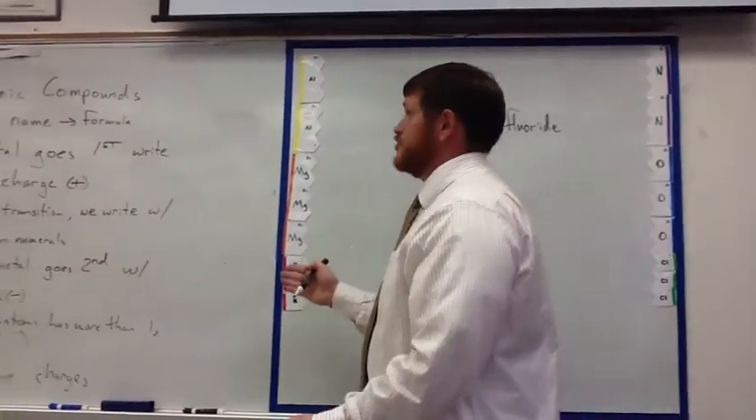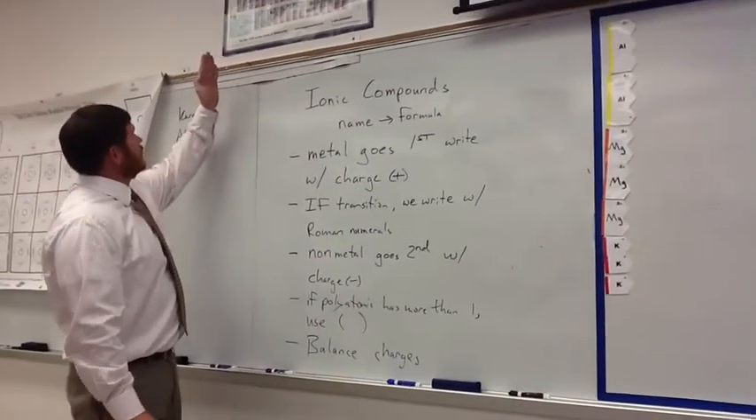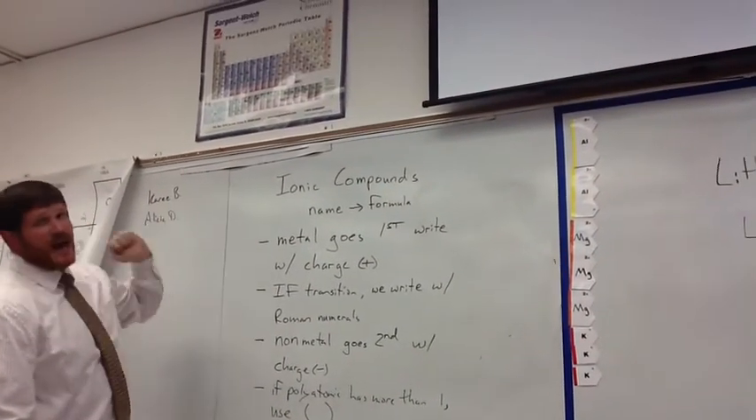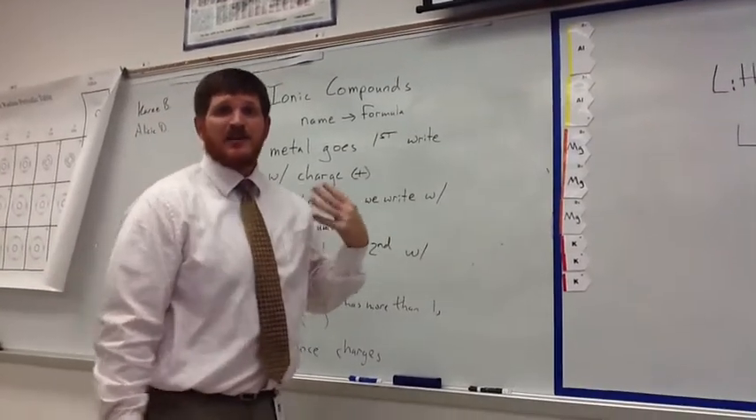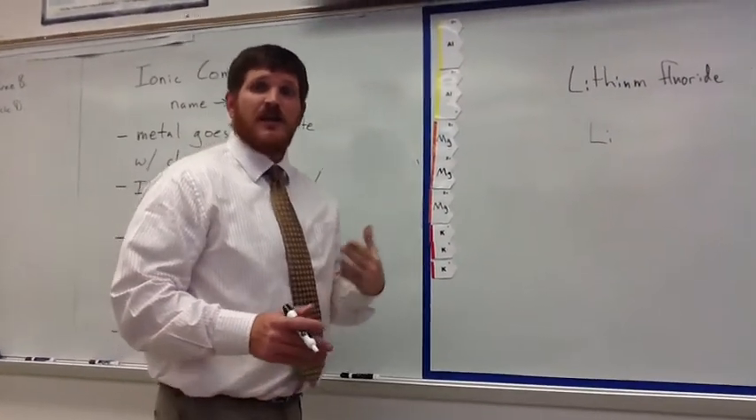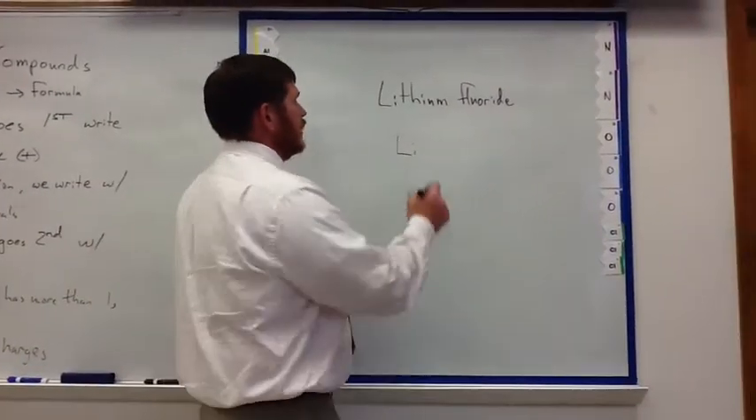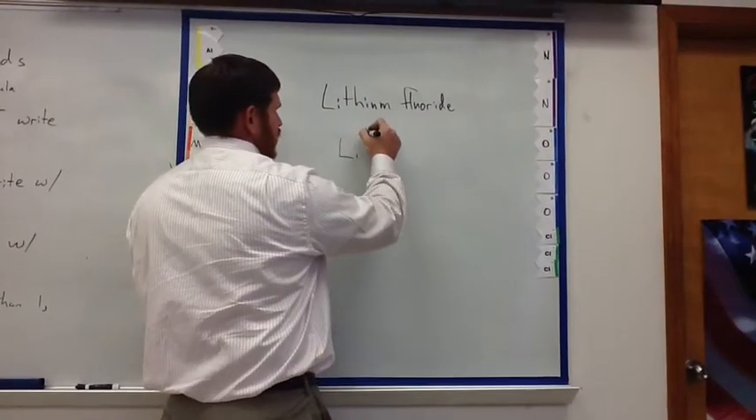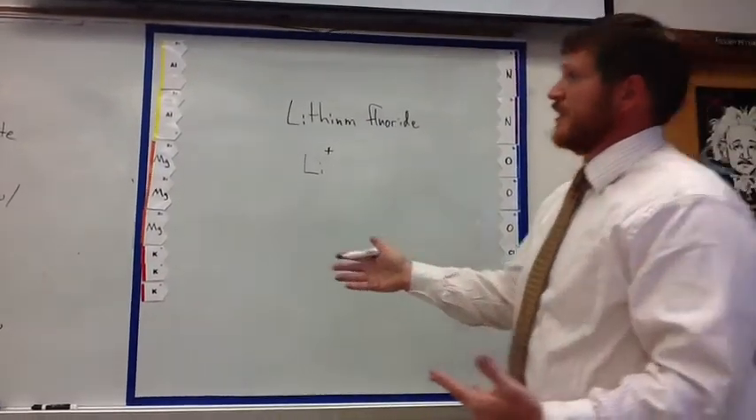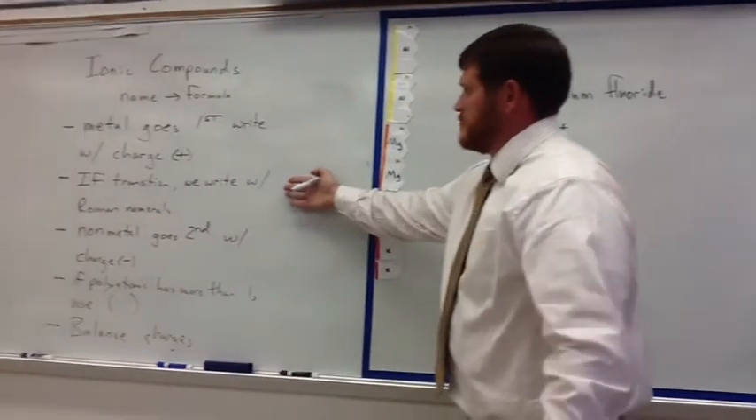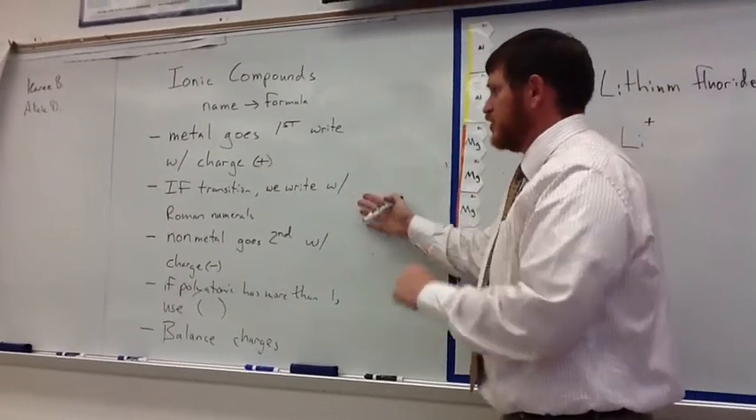Now, it says to write it with the charge. If I go to the lithium on the periodic table, I see it is in the first column. That first column tells me that it has one valence shell electron. That valence electron is going to be lost, making me have a positive charge. So it's Li positive. Alright, if it's a transition metal, that's the next rule. It's not a transition metal. I can skip this one, but I still looked at it.